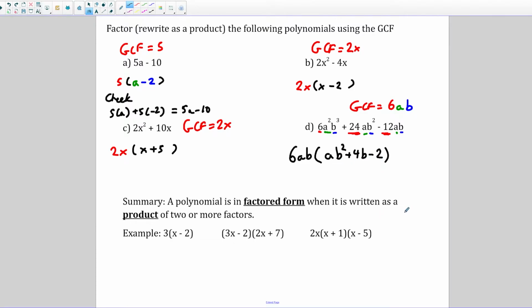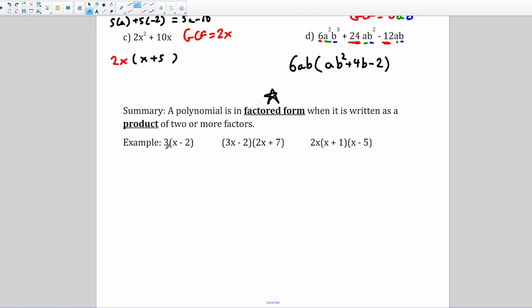So again, just a quick summary: a polynomial is in what we call factored form when we rewrite it as a product of two or more factors. Taking a look at these examples at the bottom, we just want to be able to pick out the number of factors here. In this first example, we have 2 factors because we have 2 things that we're multiplying together. We have this 3 out in front, and this x minus 2 is what we call a binomial factor.